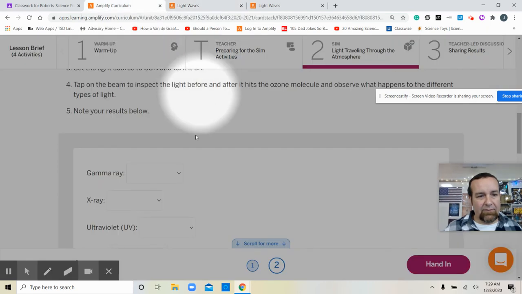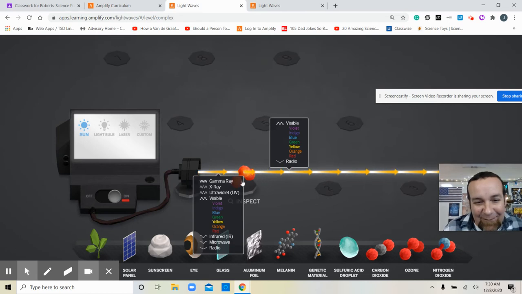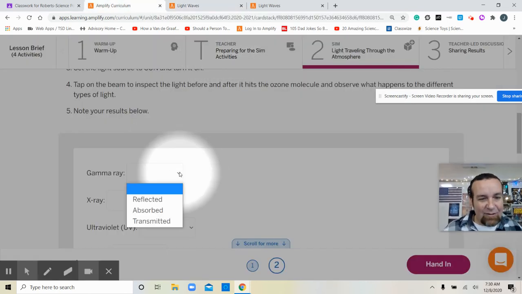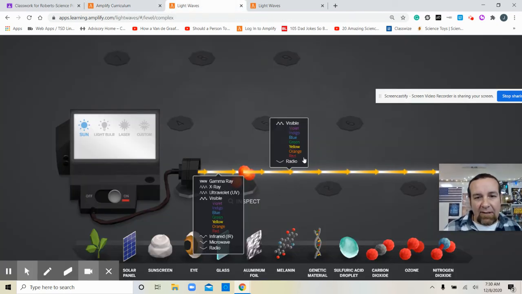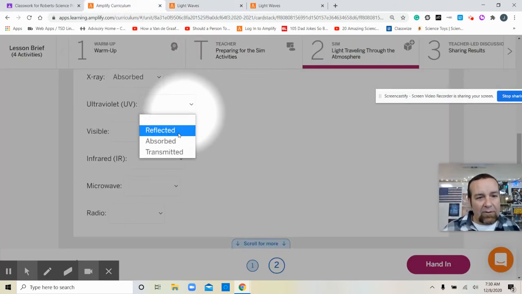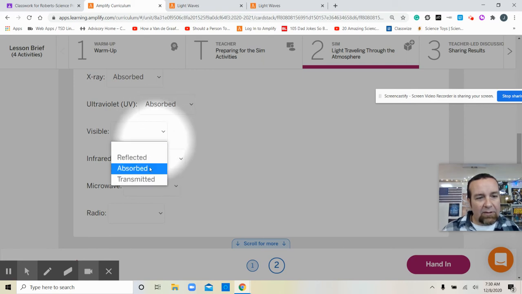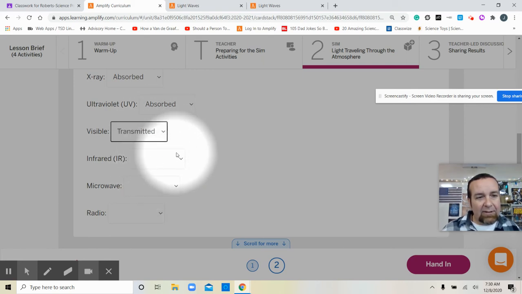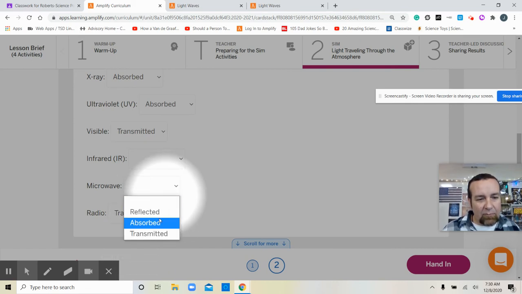So let's see. Gamma rays. I got to go back and look. Oh, those were absorbed. My bad. Absorbed. There's the ultraviolet light. Yes. Everything but radio and visible. So the visible light was transmitted, and the radio light was transmitted. Everything else was absorbed.